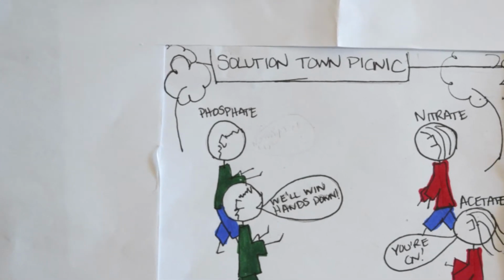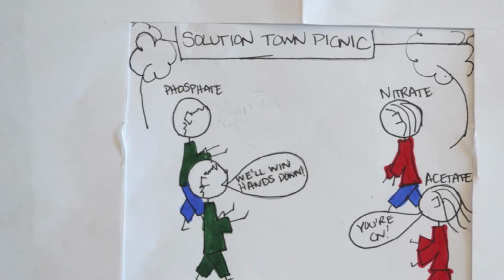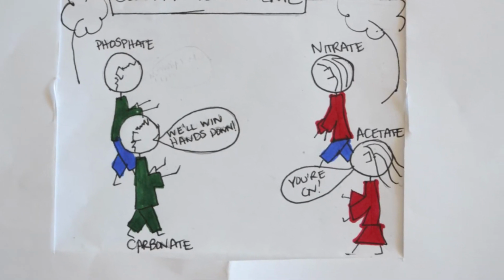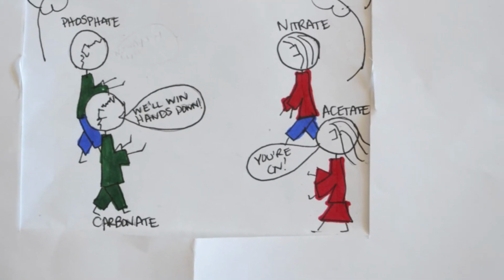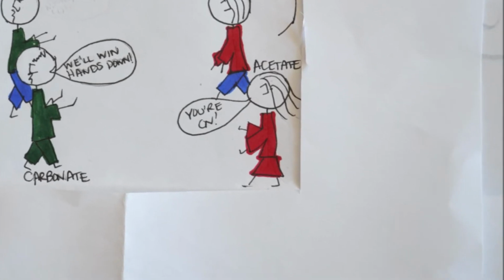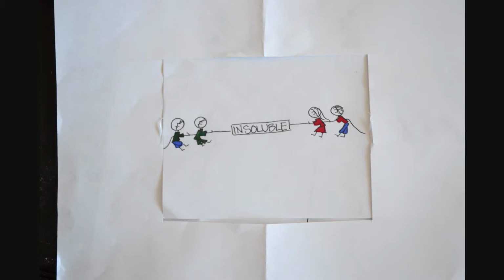Phosphate and carbonate were the reigning champions year after year of the Solution Town picnic insoluble tug-of-war. Fed up with their continual reign, nitrate and acetate were determined to take away their glory. So they challenged them to their sport, tug-of-war. They lined up on either side of the rope with insoluble in the middle and began to tug and tug and tug as hard as they could.